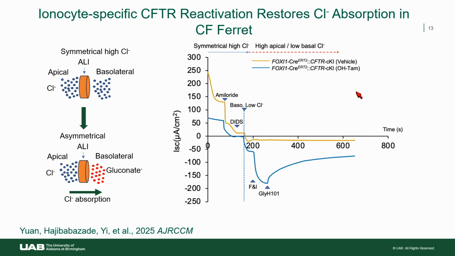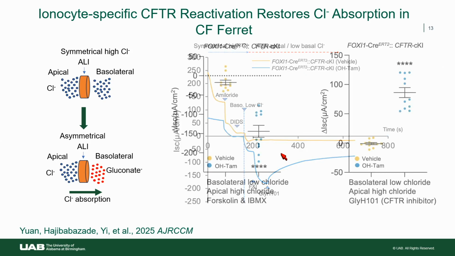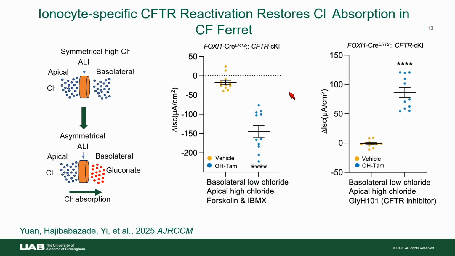in ionocytes in CF. What we found here is that the CF group showed absence of chloride absorption, and when CFTR is reintroduced into the ionocyte in CF, we can find restored chloride absorption. Then by quantification, we found that the forskolin and IBMX induced chloride absorption is significantly increased, and the GlyH-101 inhibitable chloride absorption is significantly increased as compared to the controls.